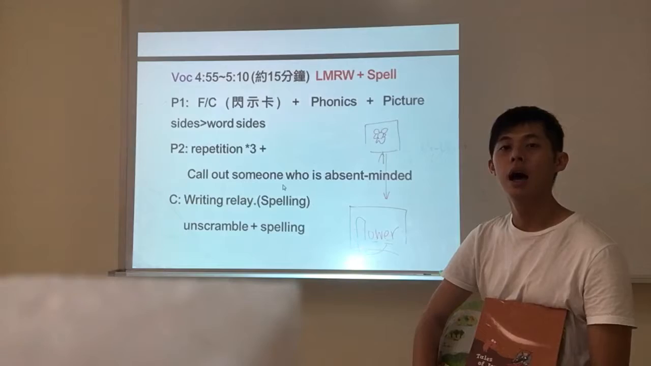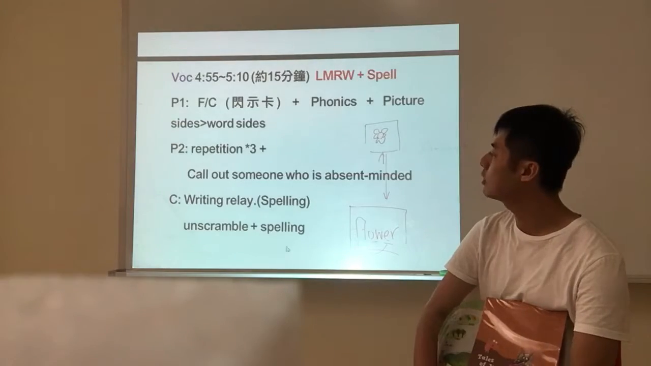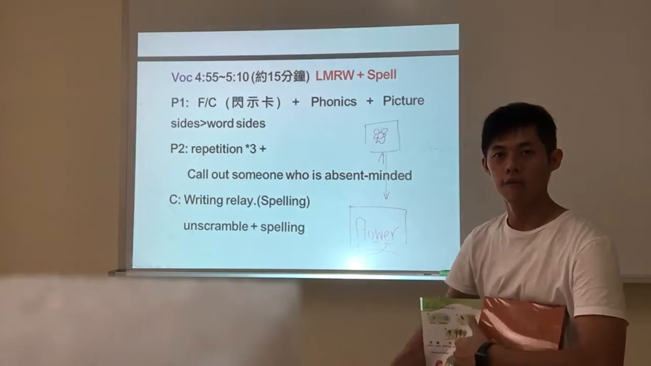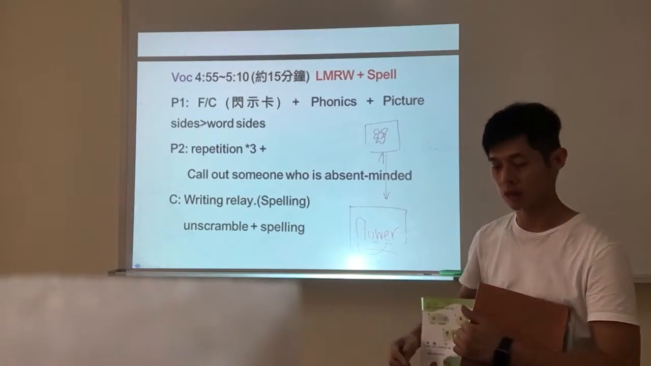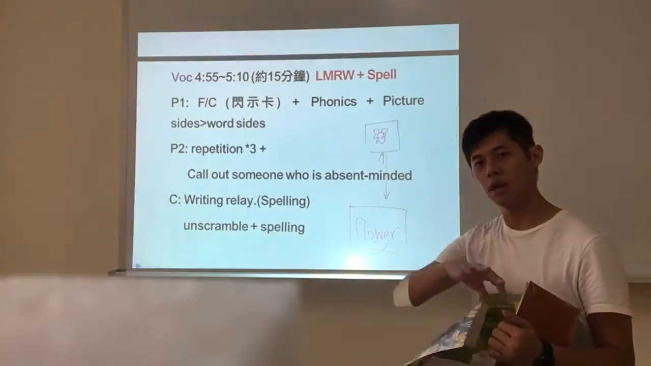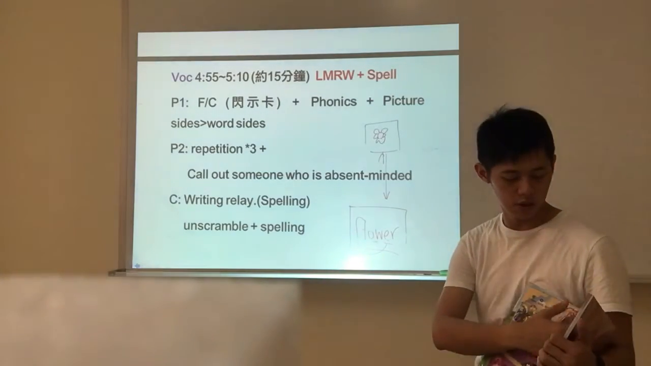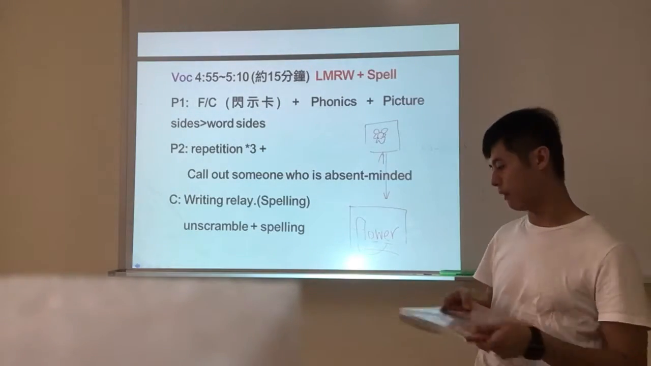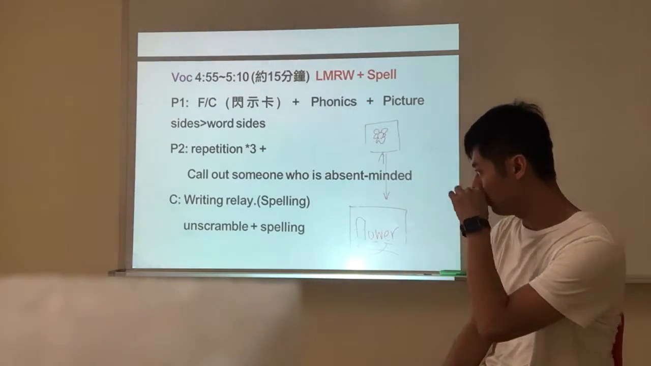Alright, and next one, you have to do some repetition. For example, how do you spell flower? F-L-O-W-E-R. Call on a student who is absent-minded. For example, he is maybe flying, he doesn't focus on your class. So you can call Jimmy. How do you spell flower? If Jimmy cannot spell it very well, everyone has to practice after him. F-L-O-W-E-R, flower, flower, flower.